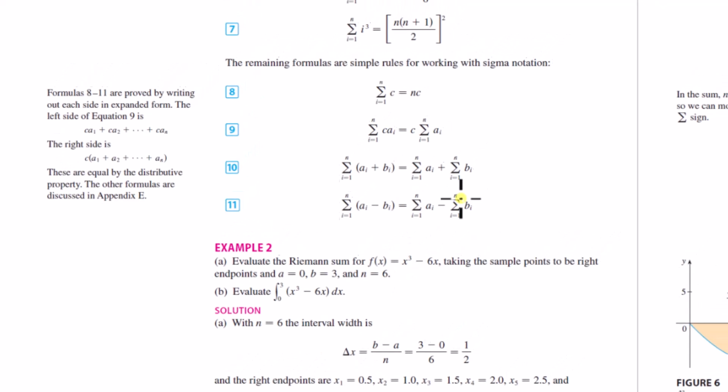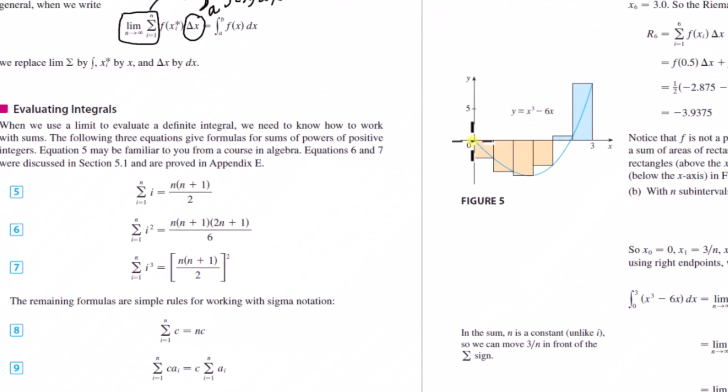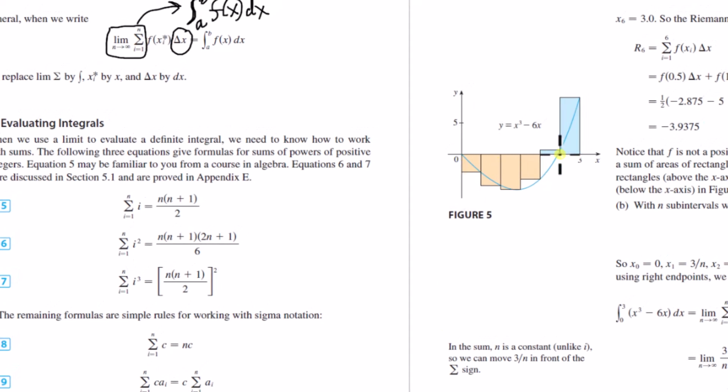So if we look at the function, here it's above the function, here it's below, but each of these intervals is 1/2. Now, using the right endpoints, the idea is you're going to say, okay, what's the value of the function here? Multiply that times delta x. That's the area of this rectangle. What's the value of the function here, the right endpoint? Multiply that by delta x.